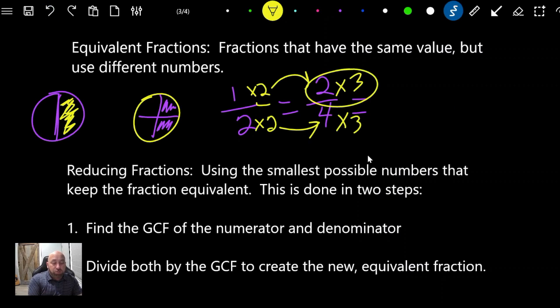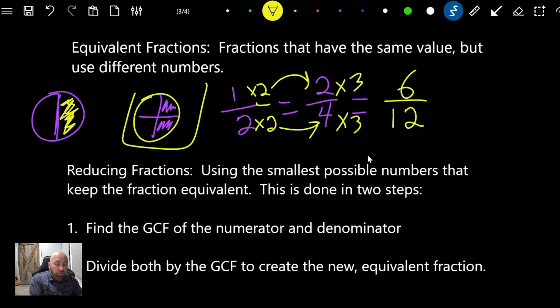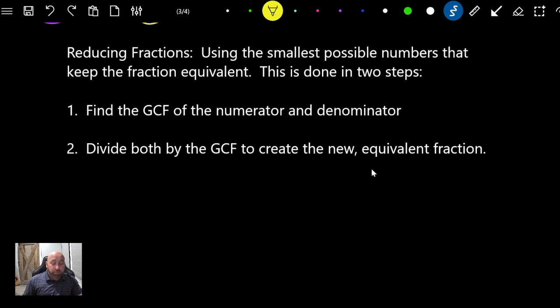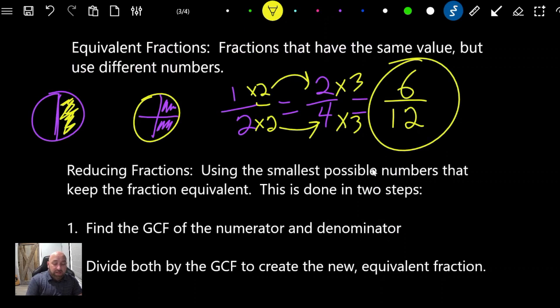So watch. 2 times 3 equals 6 over 4 times 3 equals 12. So what we're saying is that if we cut that pizza into 12 pieces, guess what? If we highlight 6 of them, it's going to be the exact same as 1/2. 6 out of 12 pieces is the exact same as 1 out of 2 pieces. Okay? So now, in order to reduce the fraction, let's take this 6 out of 12 right here.